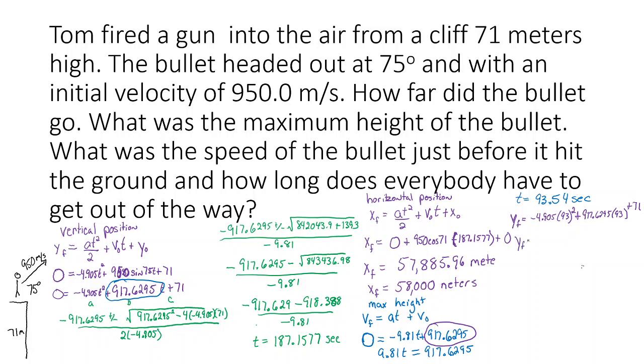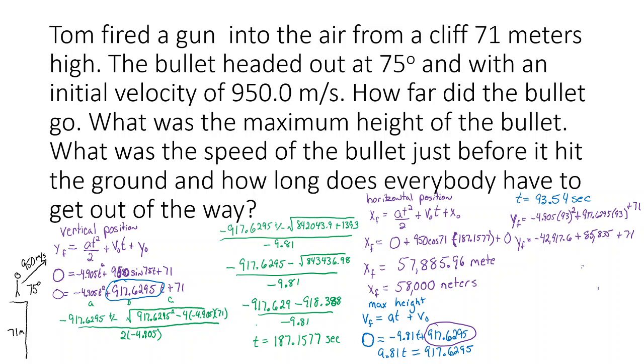So I get y final equals negative 42,917.6. And then I'm going to do 917.6295 plus 93.54 times... I almost made a crucial error, to get 85,835 plus 71. So I'll just start adding this. What I got, add 71.